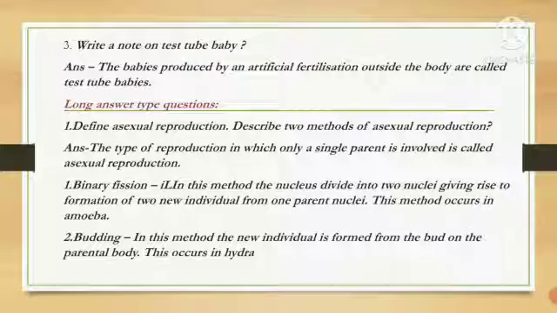The type of reproduction in which only single parent is involved is called asexual reproduction. The first method is binary fission. In this method, the nucleus divides into 2 nuclei giving rise to formation of 2 individuals from one parent nucleus.